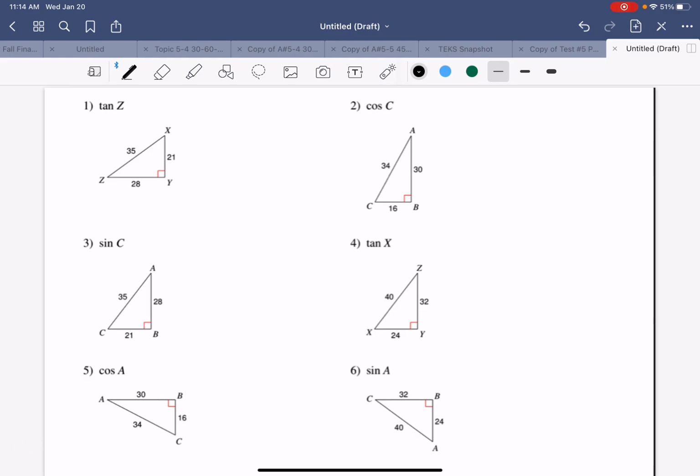Okay. All right. So the tangent of Z. So if we remember SOHCAHTOA, tangent is opposite over adjacent. So opposite side, 21, over the adjacent side, which is 28. Now, this can simplify, so we need to simplify. Do not forget to simplify. These both can be divided by 7, so it'll be 3 over 4.